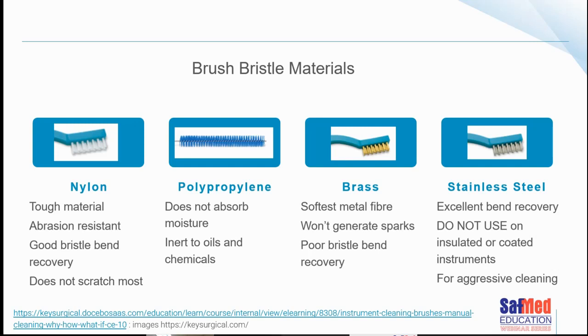Brass-based brushes, so that's the softest metal fiber-based bristle that you can get. They won't generate sparks, which is a good thing, and they do have poor bristle bend recovery because it's so soft. Stainless steel has excellent bend recovery, but it's really for aggressive cleaning, so you need to be very cautious if ever you're using stainless steel. And even more importantly, don't ever brush anything that's insulated or coated with stainless steel based brushes.